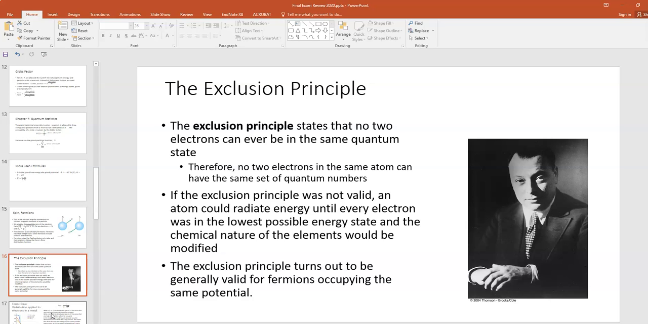Now, if the exclusion principle wasn't true, then all the atoms in the periodic table would be in the same quantum state. All the electrons within each atom would be in the lowest possible energy state. They would radiate that energy away until they were all in the 1s orbital. But that's not what happens, so they have to stack up because they can't be in the same energy state. Although Pauli originally derived this for electrons within an atom, it turns out to be valid for fermions occupying the same potential well.